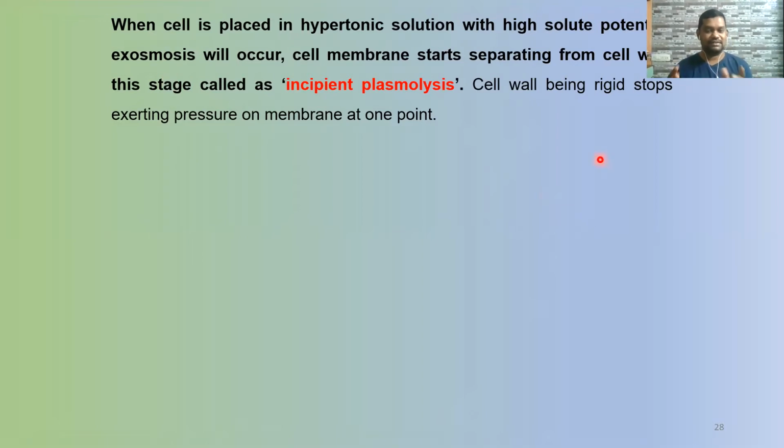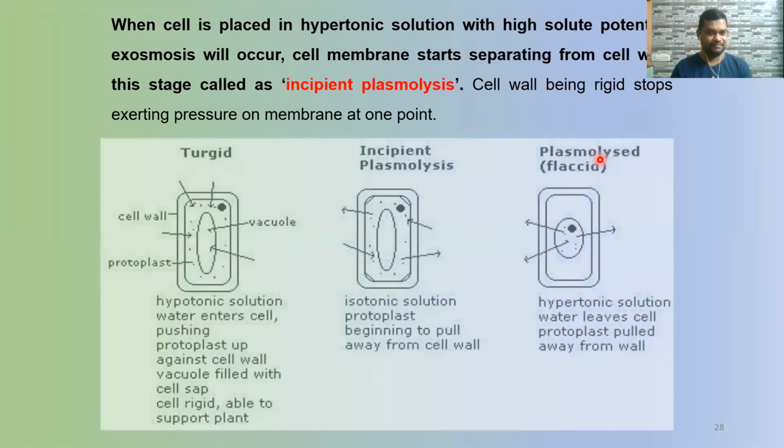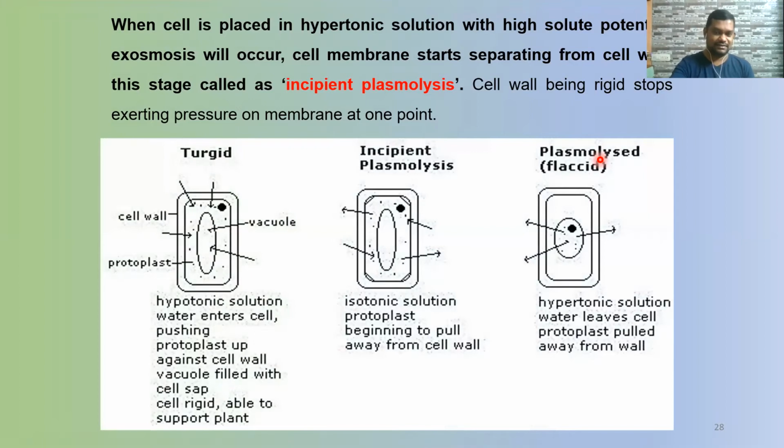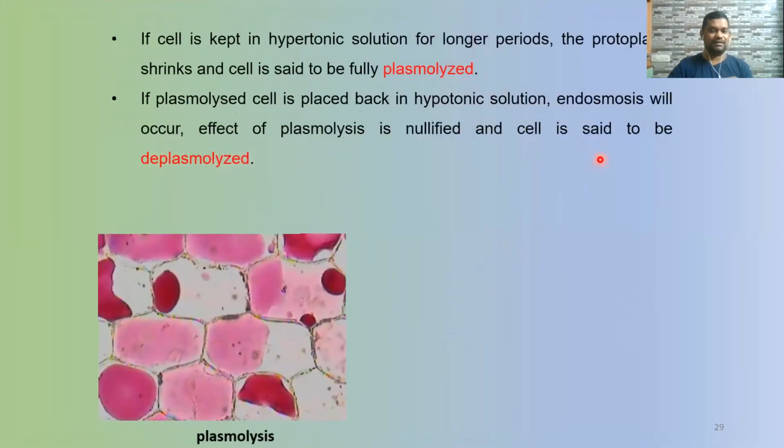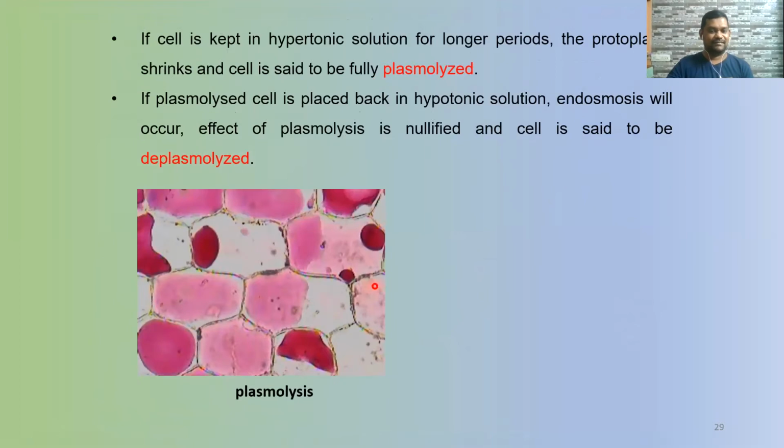Some cells are there where, when you give a stain, like safranin stain, you can observe the plasmolysis under the microscope. I'll show you. Can you see the plasmolyzed cells in between? See, this light pink one is a normal turgid cell. But look at this one. Can you see the cell content shrink towards one side?